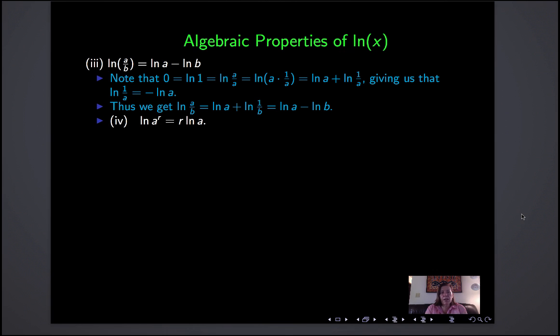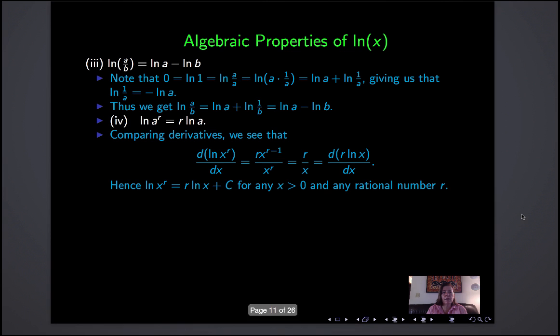Our next rule tells us how to deal with powers when we apply logarithms. It says that the natural log of a to the r is r times the natural log of a. So again, we are going to compare the derivatives of two functions, the natural log of x to the r and r times the natural log of x.